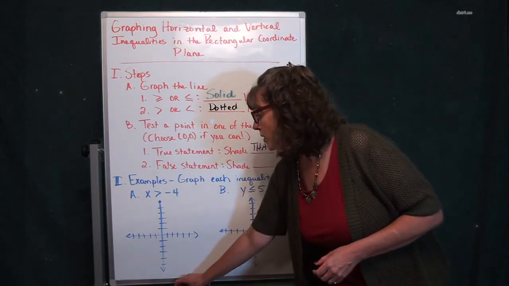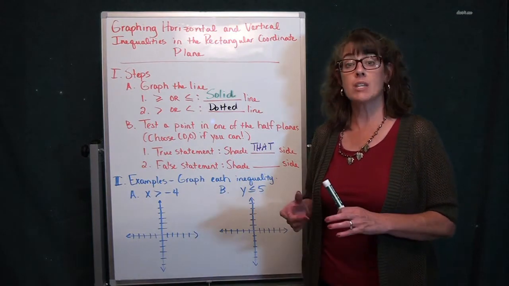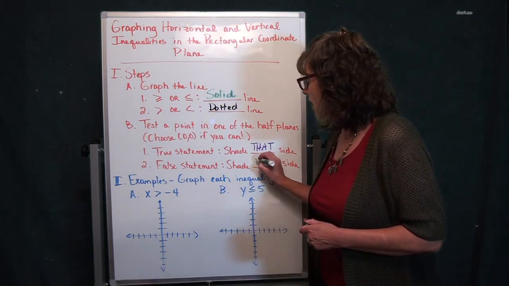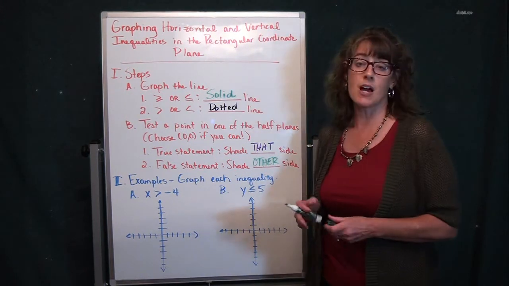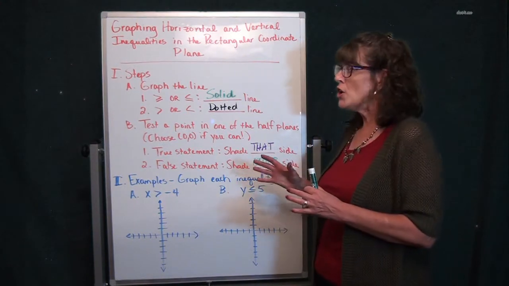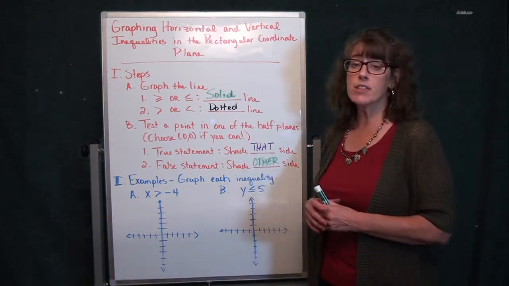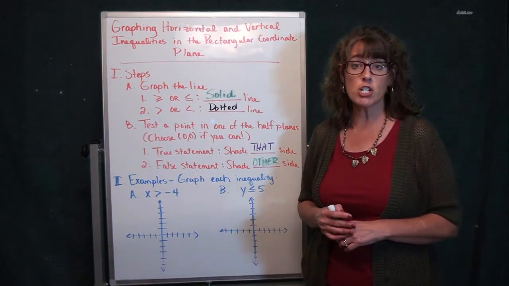However, if when you tested that point, you came up with a false statement, what did that mean? Yes, shade the other side. If you came up with a false statement, that meant nothing on that side's going to work. Everything on the other side's going to work. So you can see that when it comes to graphing these horizontal and vertical lines, you've got exactly the same steps. Nothing is changing at all.